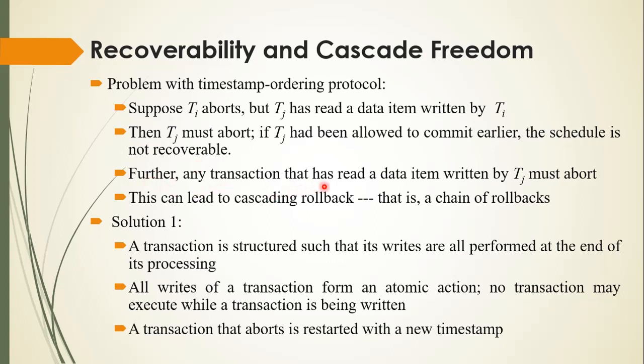Further, any transaction that has read a data item written by Tj must abort. So if Tj writes something and another transaction reads that data, it must be aborted. This can lead to cascading rollback, a chain of rollbacks, because all the transactions depend on each other.